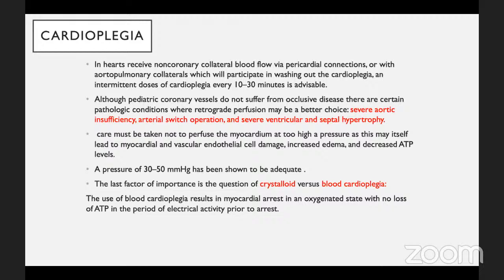Care must be taken not to perfuse the myocardium at too high a pressure, as this may itself lead to myocardial and vascular endothelial cell damage, increase the edema of the heart and decrease the ATP levels. A pressure of 30 to 50 millimeters of mercury has been shown to be adequate in cardioplegia perfusion. The last important factor in this question is crystalloid versus blood cardioplegia. Blood cardioplegia results in myocardial arrest in an oxygenated state with no loss of ATP and is a better choice in pediatrics.